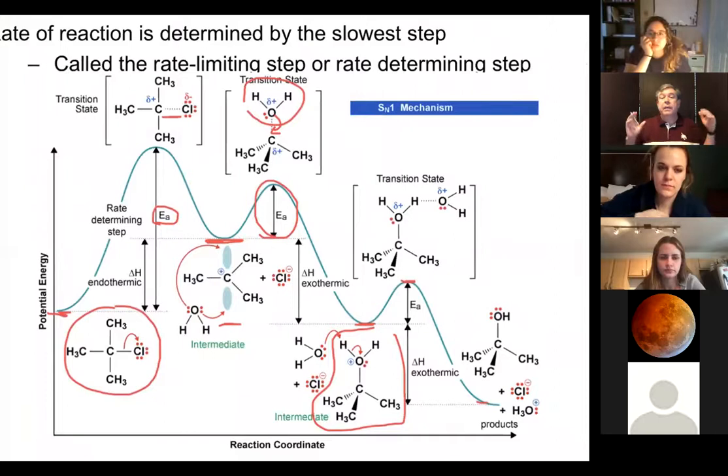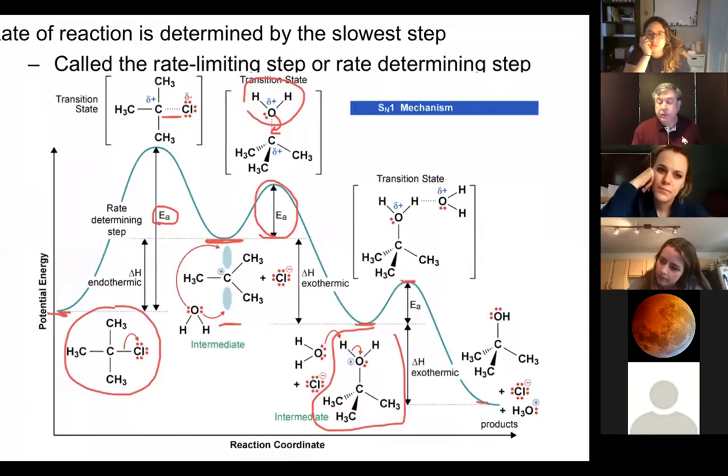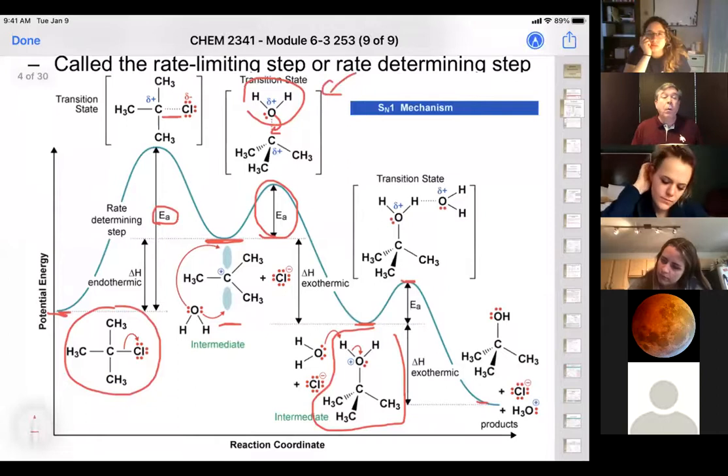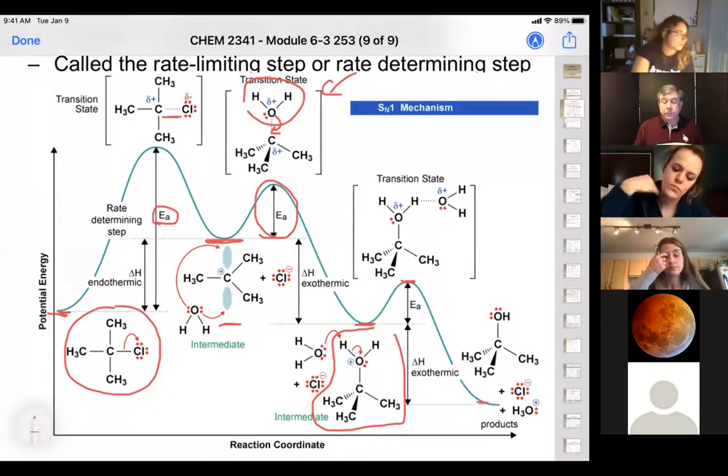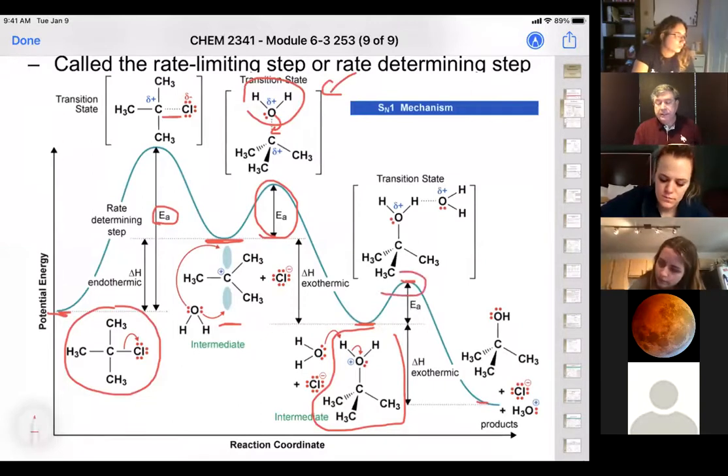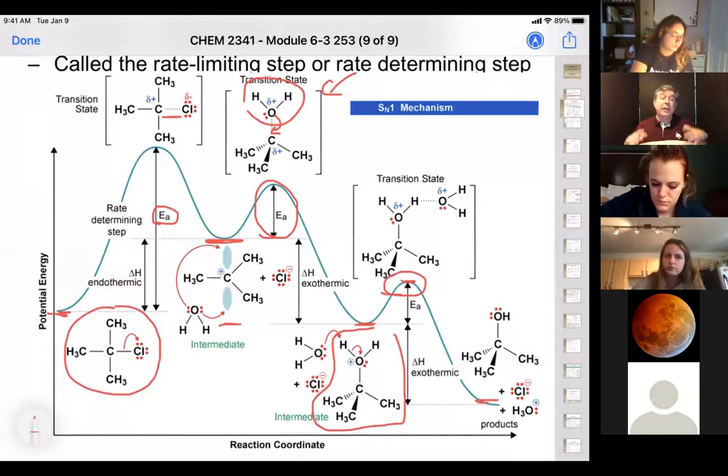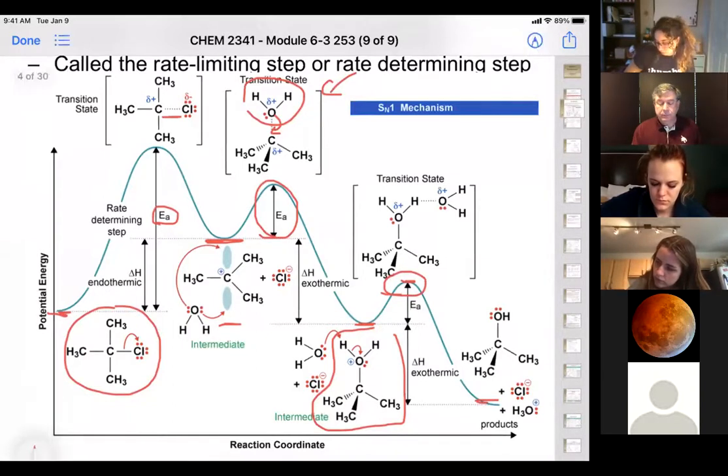So the key thing in an SN1 reaction is it's unimolecular. It must break a bond first to form a carbocation. That carbocation can then react with either a neutral species or a nucleophile, okay? If it reacts with a neutral species, we have to go through a secondary step where we remove that proton to get to our neutral product. If that was a charged species, it'll cascade to products and do that.